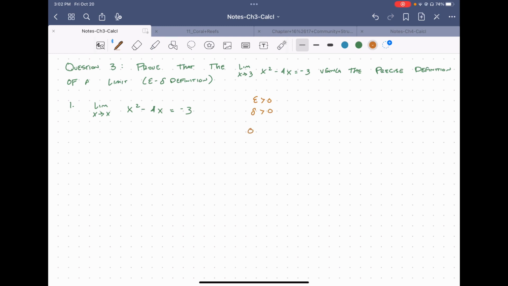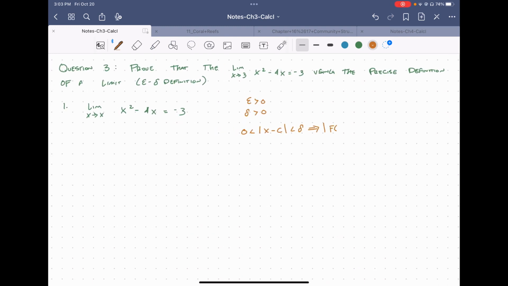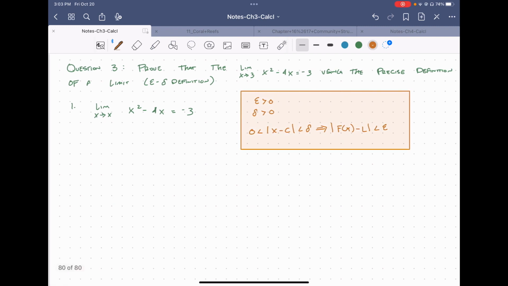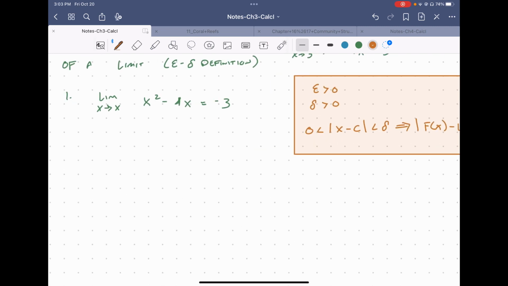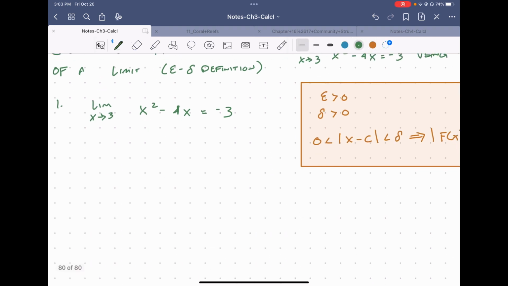So we have 0 less than the absolute value of x minus c less than delta, and then the absolute value of f of x minus L is less than epsilon. So these are some key things to remember while going through this problem. The first thing we're going to do is label everything, because this is incorrect. We need to know what to plug in and where.